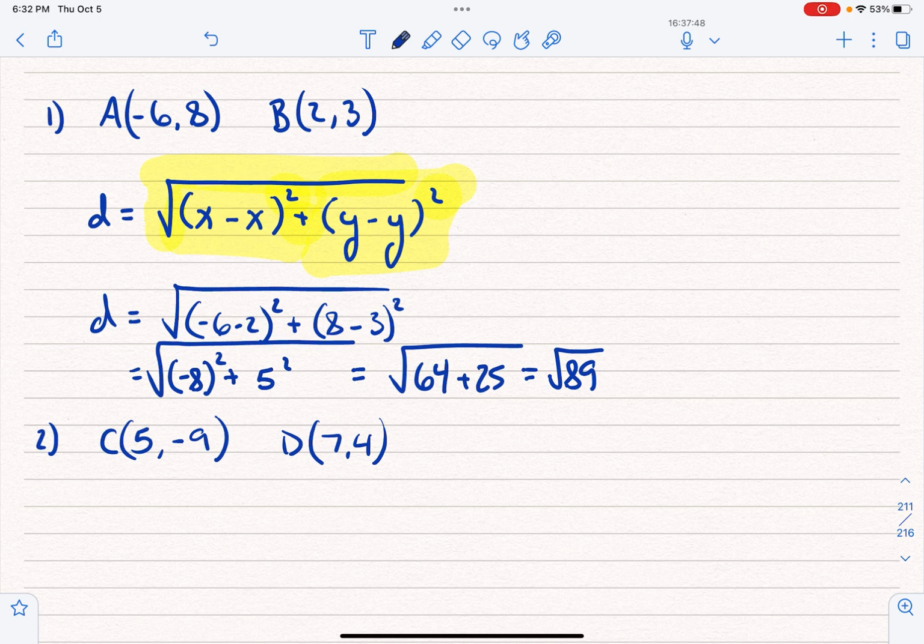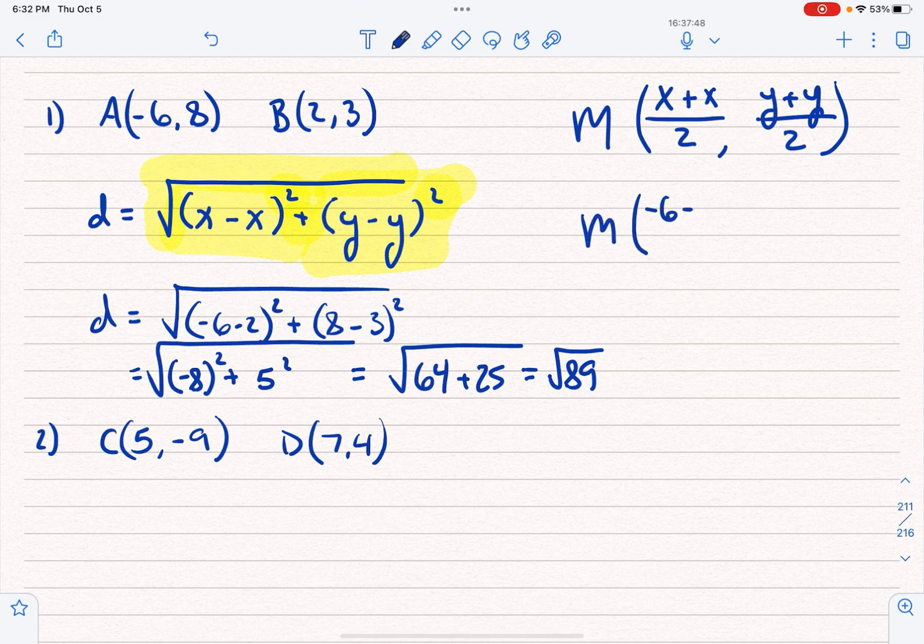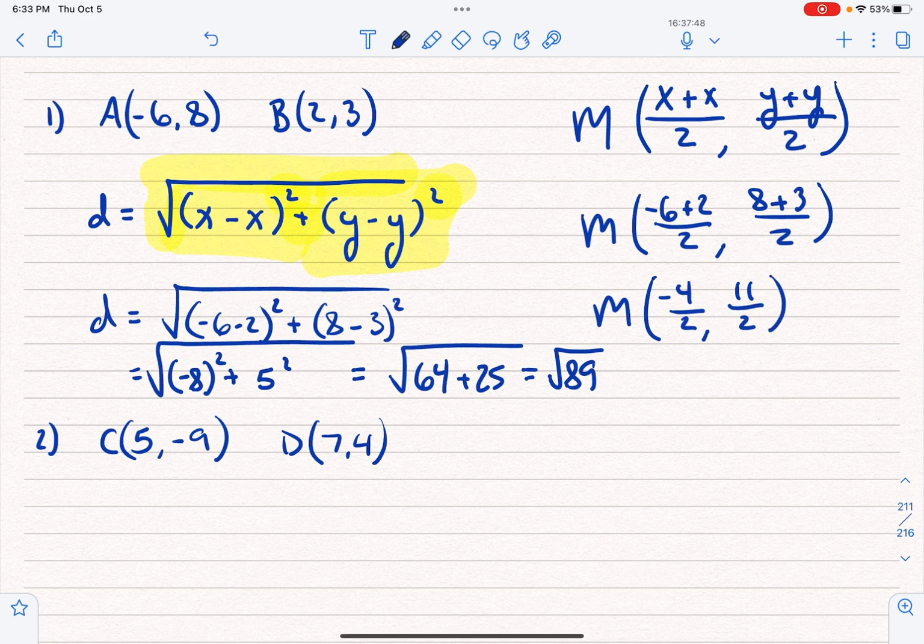To find the midpoint between these two, remember, with the midpoint we always just think average. We add up the two x's and divide by 2. We add up the two y's and divide by 2. Again, order doesn't matter as long as you keep the x's with the x's and the y's with the y's. So the midpoint is -6 plus 2 over 2, and 8 plus 3 over 2. -6 plus 2 is -4 over 2, and 8 plus 3 is 11 over 2. So the midpoint is -2, 5.5. That's the midpoint between A and B.